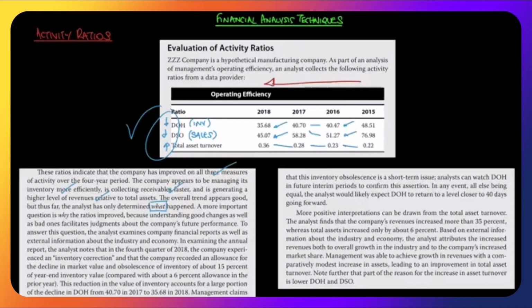To answer the question, the analyst here went on and examined company financial reports, as well as external information about the industry and economy. Context. In examining the financial statements, the analyst notes that in the fourth quarter of 2018, the company experienced an inventory correction. That doesn't sound great. And that the company recorded an allowance for the decline in market value and obsolescence of inventory of about 15% of year-end inventory value, compared to 6% the year before.